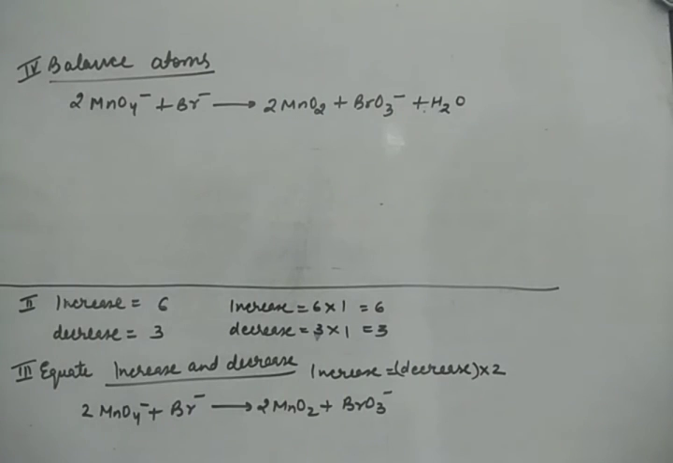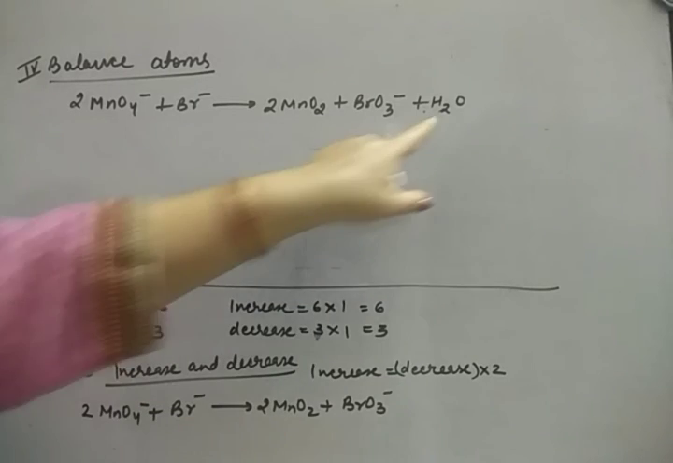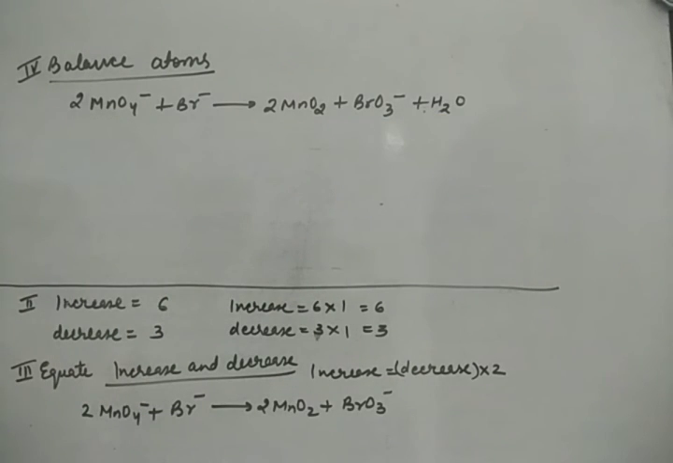Now I am using a different method for balancing in basic medium. What we generally do in basic medium, the place where oxygen is deficient, we add water. Now to balance hydrogen, we'll add OH minus. But I am using a little bit different, much easier method. First I will balance the equation by acidic medium, although the equation is in basic medium, I will consider this as acidic medium, and then I will convert acid to base.